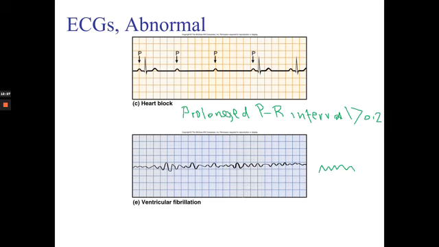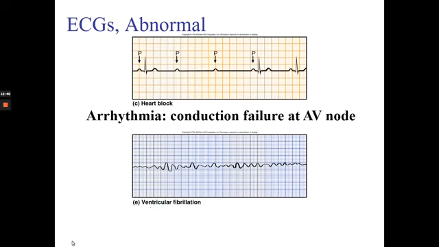So this is no QRS. This is called ventricular fibrillation. Ventricular fibrillation is lethal. So arrhythmia, conduction failure at the AV node, and there is no pumping action since there is no synchronous contraction of both ventricles. There is no pumping of the heart. This means that the cardiac output in this case is 0, and this is why it is a lethal condition.